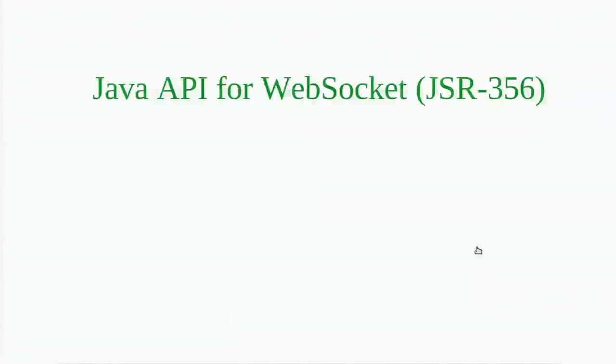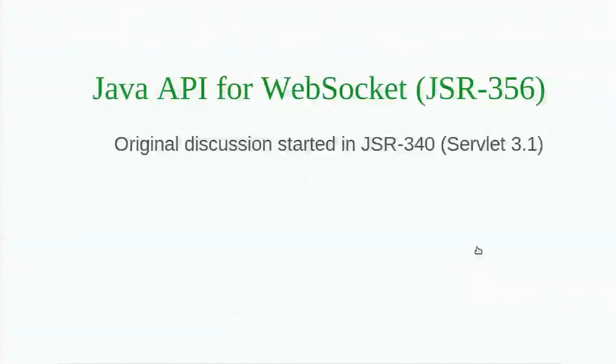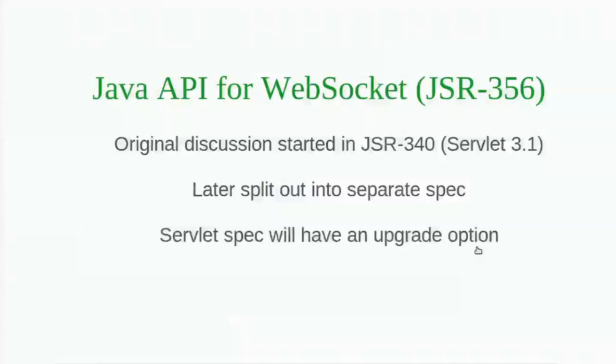And this brings us to the Java API for WebSockets. The original discussion started actually as part of the Servlet spec, Servlet 3.1. And then pretty quickly it was realized that that doesn't belong in the Servlet spec, because you could be running WebSockets as a client, so you don't really need to be in a Servlet container. It's just not really the place to define all of this. So it was split out into a separate spec, JSR 356, and the only thing that will probably be in the Servlet spec 3.1 is just the option to actually use your Servlet container to upgrade.